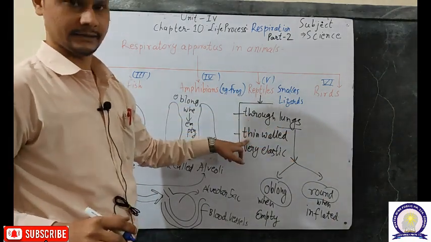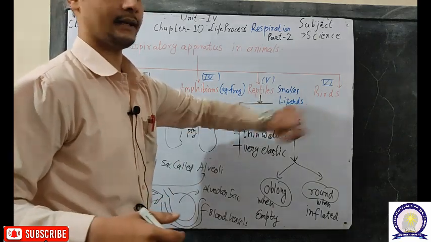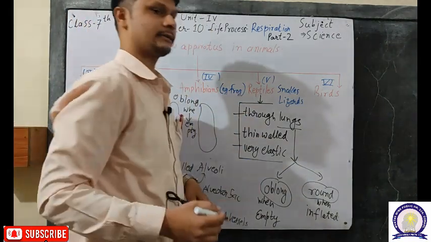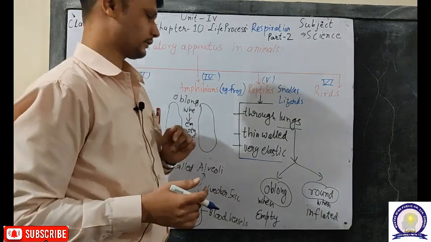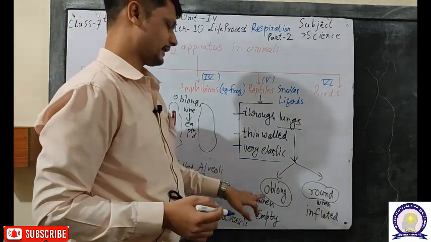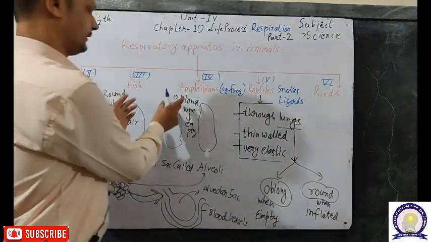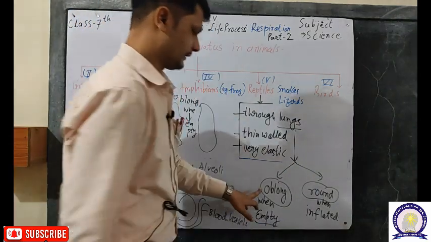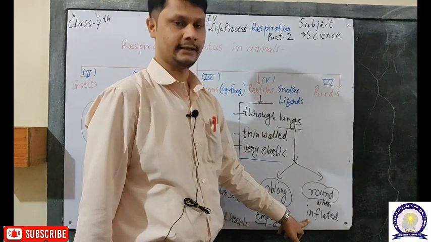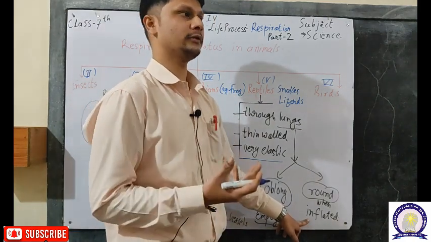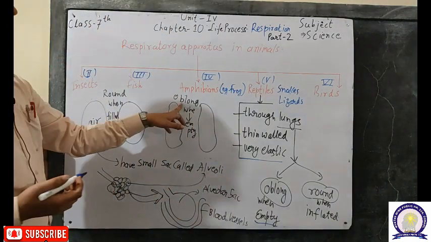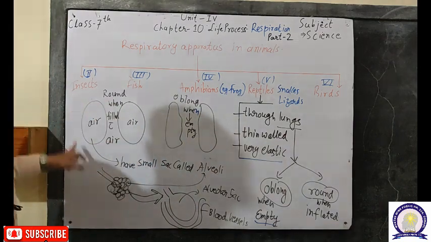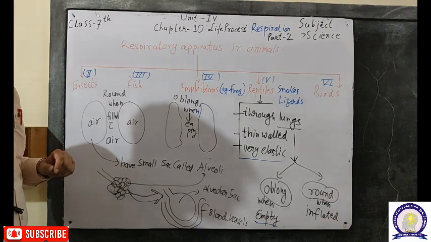Their lungs are very thin walled as compared to other animals like birds and mammals, and very elastic. Because of the thin wall of the lungs, they are very elastic. That's why a larger amount of air can be trapped inside those lungs. So their lungs are oblong, that is long and elongated, when there is no air present in them. So when they are empty, they are oblong in shape, and when they are inflated, meaning when there is air present inside those lungs, they are round in shape.